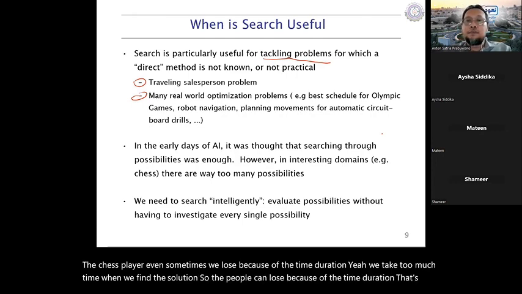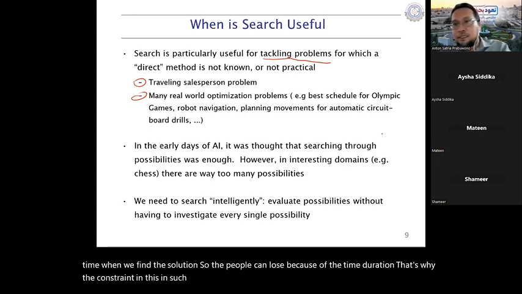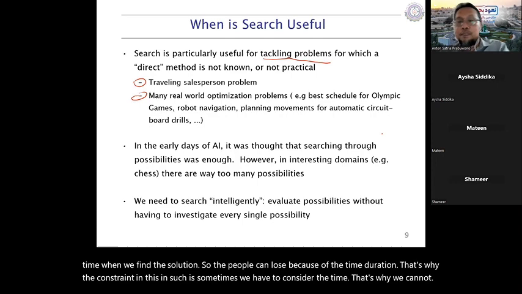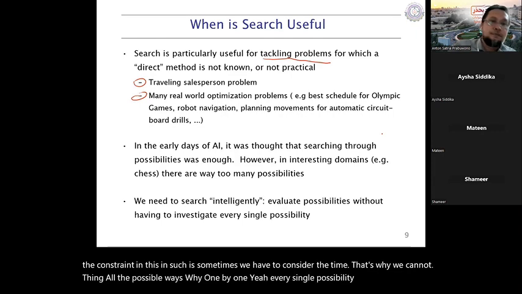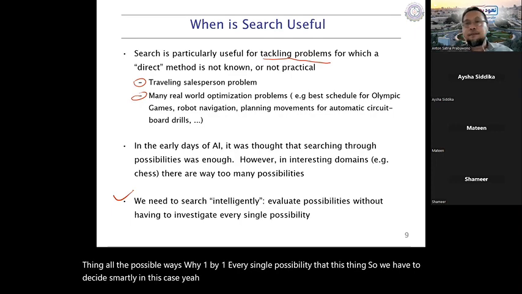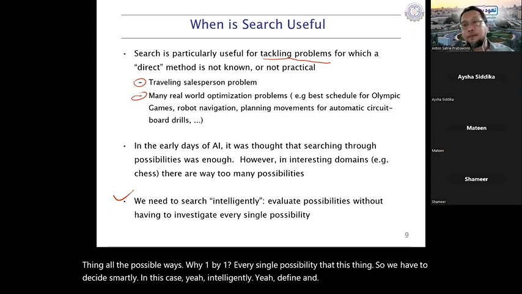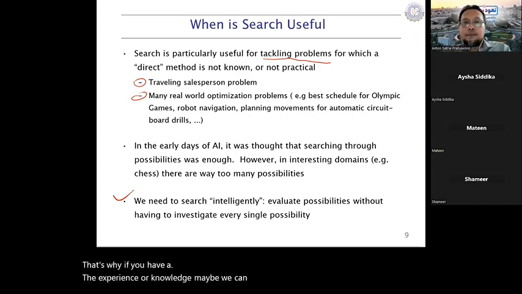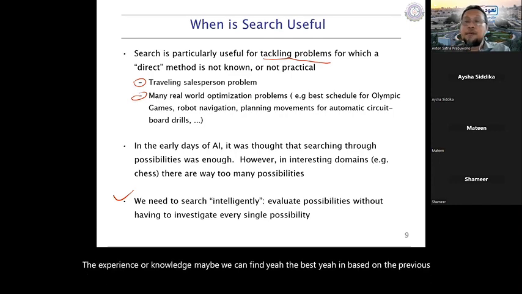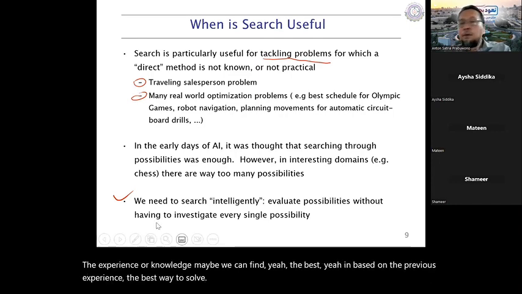That's why the constraint in search is sometimes that we have to consider the time. That's why we cannot think of all the possible ways, one by one, every single possibility. So we have to decide smartly, intelligently. And if we have the experience or knowledge, maybe we can find the best way to solve the problem based on previous experience.